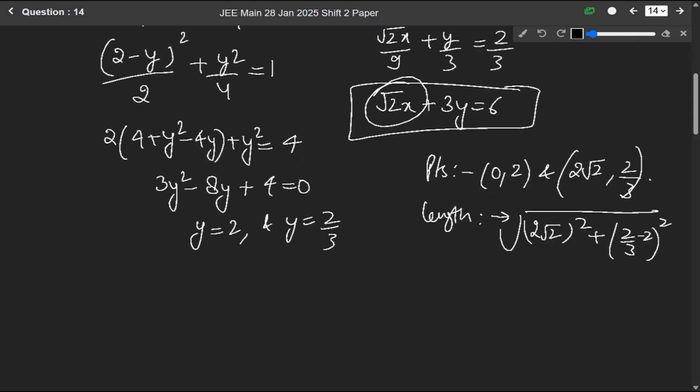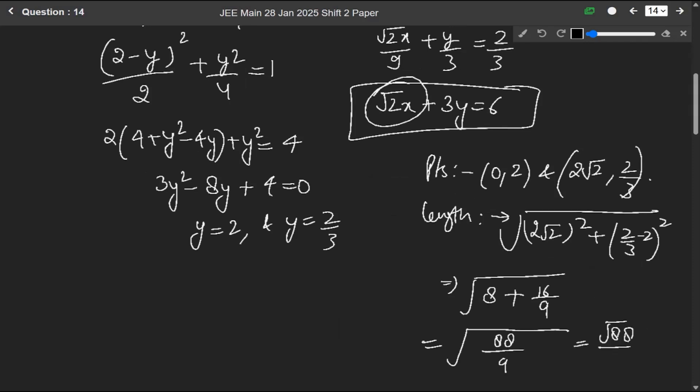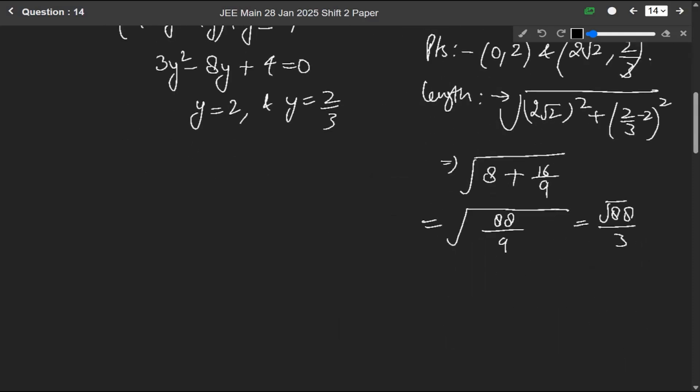Okay, so when we solve it, we get 8 plus minus of 1 by 3. Sorry, 3 to the 6 minus 2 4. Minus of 4 by 3 means 16 over 9. So solving it, we get minus 72 plus 16, 88 over 9. So it will be under root 88 over 3. So if we solve this under root of 88, we get 2 root 22 over 3.